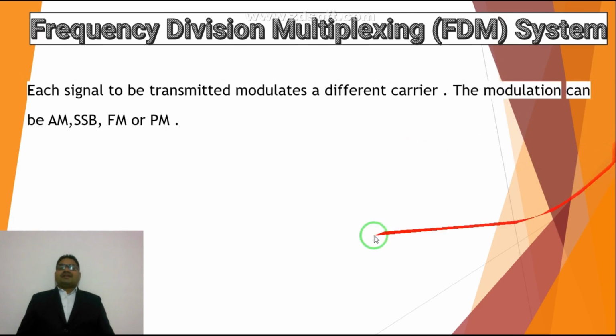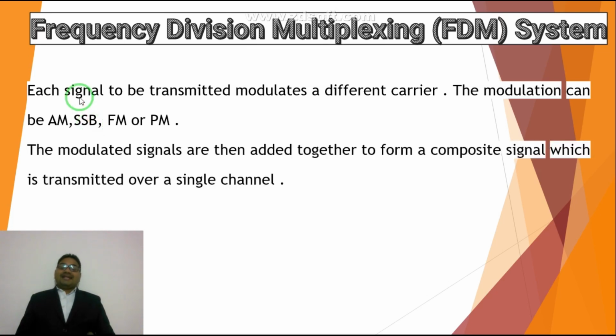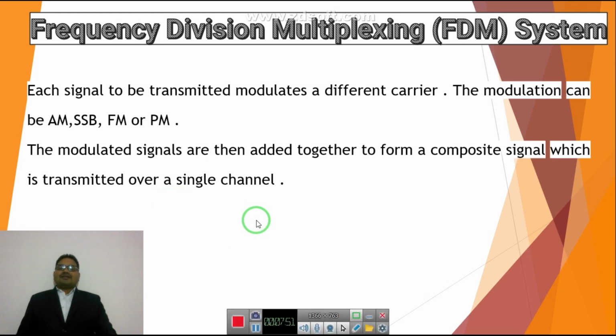And each signal that is to be transmitted modulates a different carrier, and the modulation could be amplitude modulation, FM modulation, phase modulation, or single sideband modulation. Then these modulated signals are added together to form a what? A composite signal, which is transmitted over the single channel.